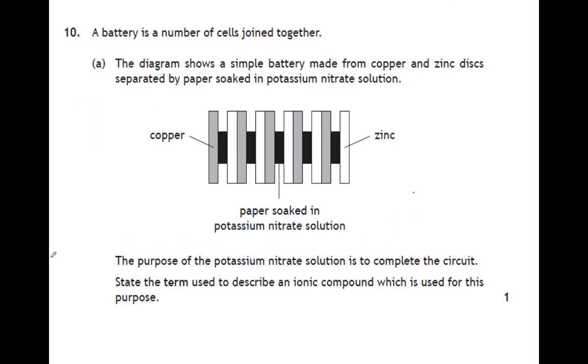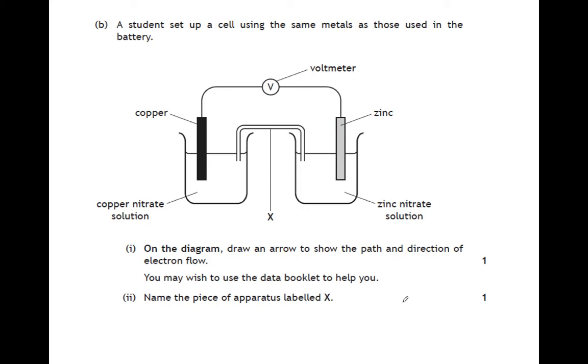So here is an exam style question on half cells. The diagram shows a simple battery made from copper and zinc discs separated by paper soaked in potassium nitrate solution. The purpose of potassium nitrate solution is to complete the circuit. State the term used to describe an ionic compound which is used for this purpose. Now, an ionic compound used to complete the circuit would be called an electrolyte.